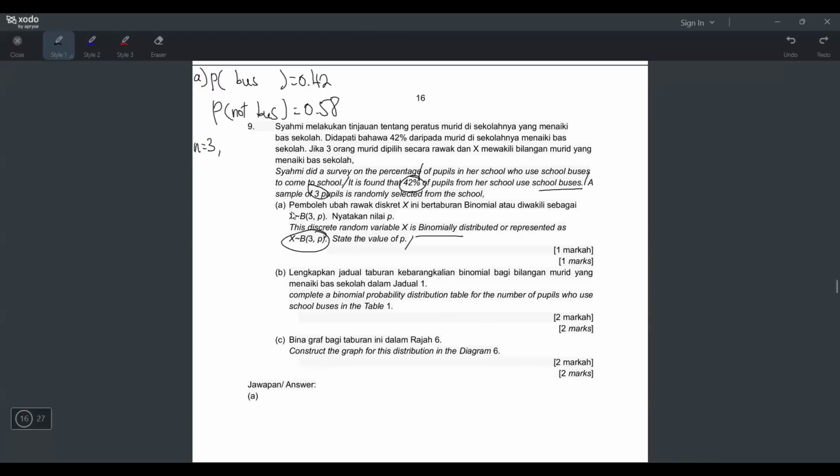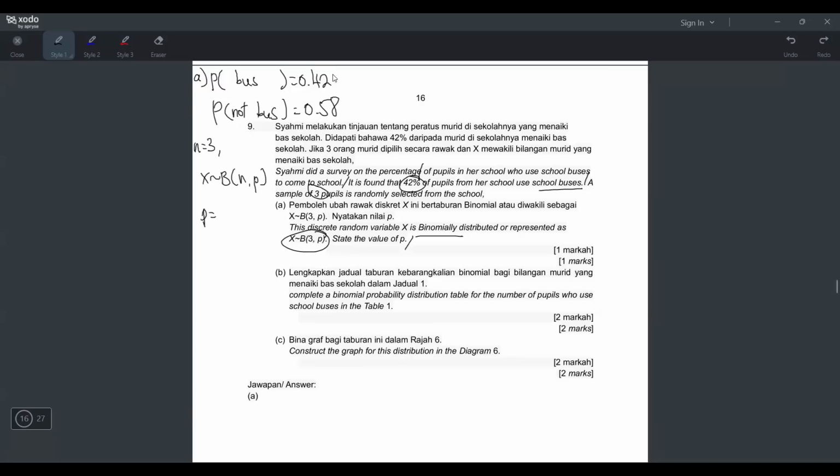They want you to find the P. And it's very easy actually. Because if they give you this notation, X ~ B(3, P), you need to know that the number in front represents N, and this represents P. So the N, they already write 3, which is correct. The N is 3. But the P, they never write for you, and you need to know the P stands for probability of success.